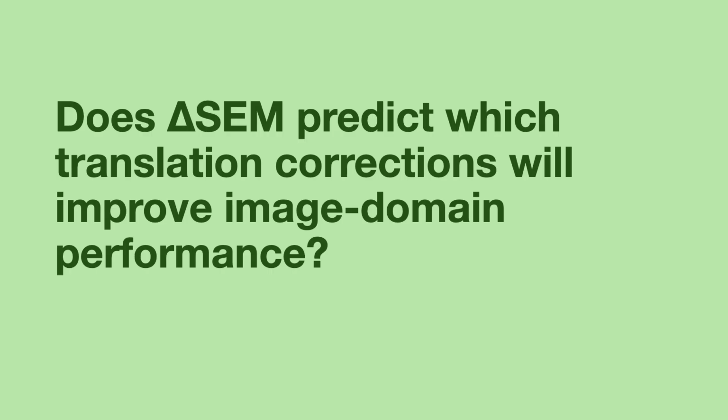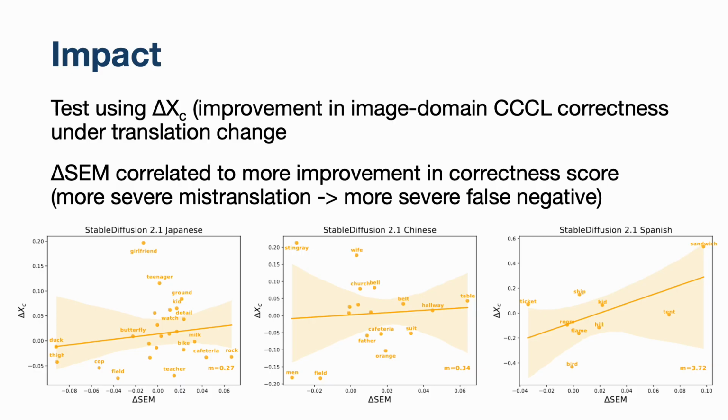So the question that remains is this: does our translation correction severity feature, delta sem, predict the improvement that we'll find under those translation improvements in our image domain assessment of text-to-image model concept possession? We test this by comparing that delta sem feature to what we call delta xc, which is the change in that image domain CoCo-CroLa correctness score under the translation change.